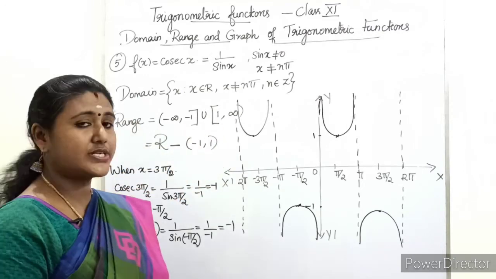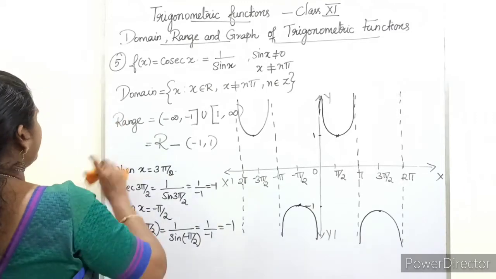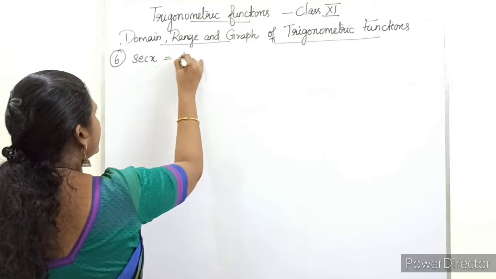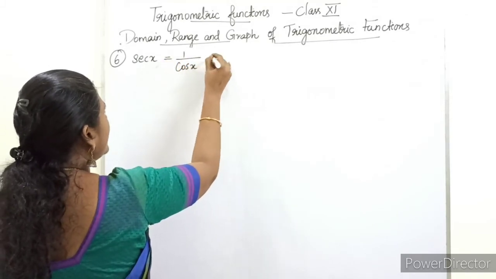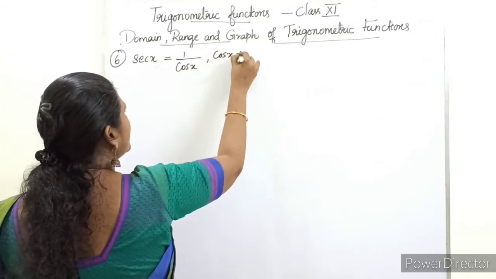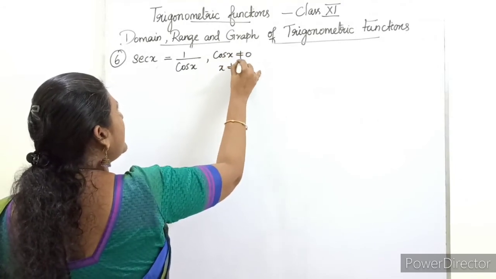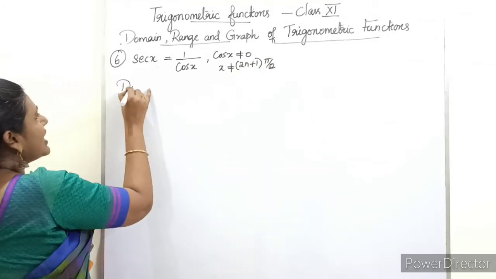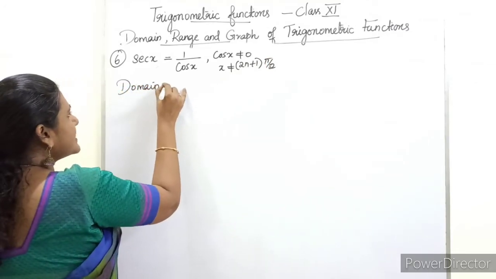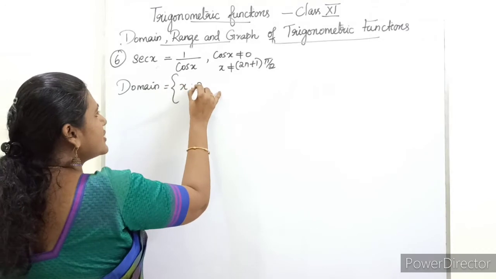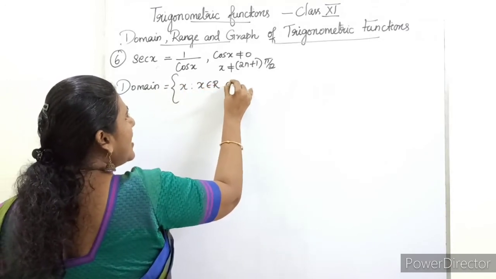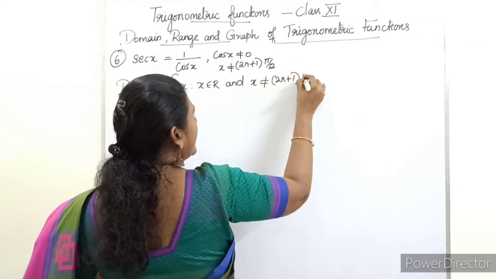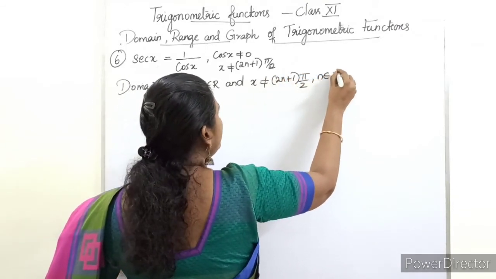Now the last function, sec x, we will see. Now the sixth function, sec x. We can define sec x as 1 by cos x. So cos x should not be 0, that is, x should not be an odd multiple of pi by 2. So we can write the domain is equal to the set of all x such that x belongs to R and x should not be equal to an odd multiple of pi by 2, where n belongs to Z.